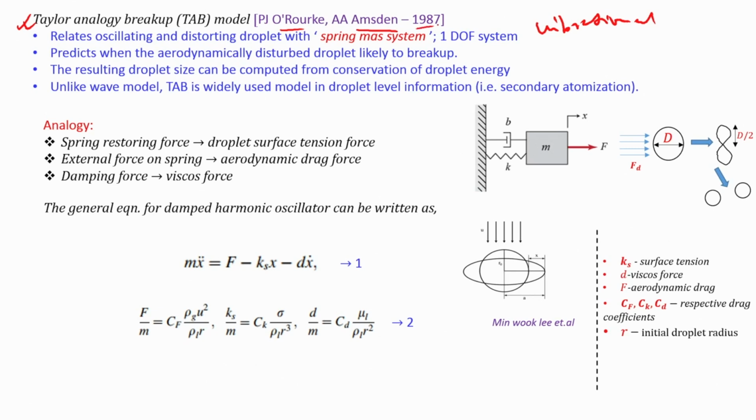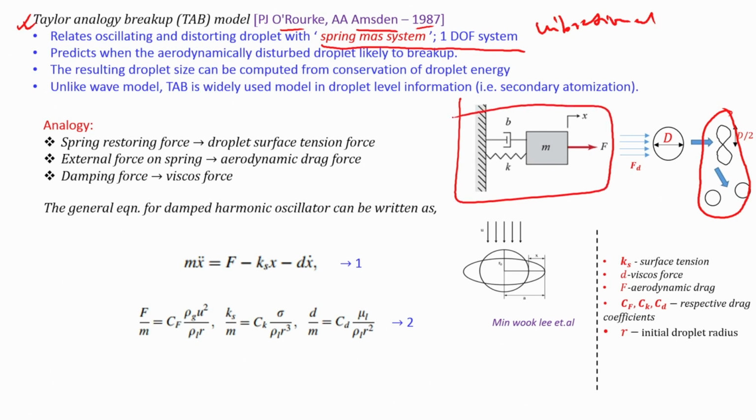Now, as I said, vibrational breakup is like a single degree of freedom system. What O'Rourke and Amsden did was compare this oscillating, distorting droplet with a spring mass system like what we have shown over here. This is a damper, this is the spring, and this is the forcing. The forcing in this case is aerodynamic forcing.